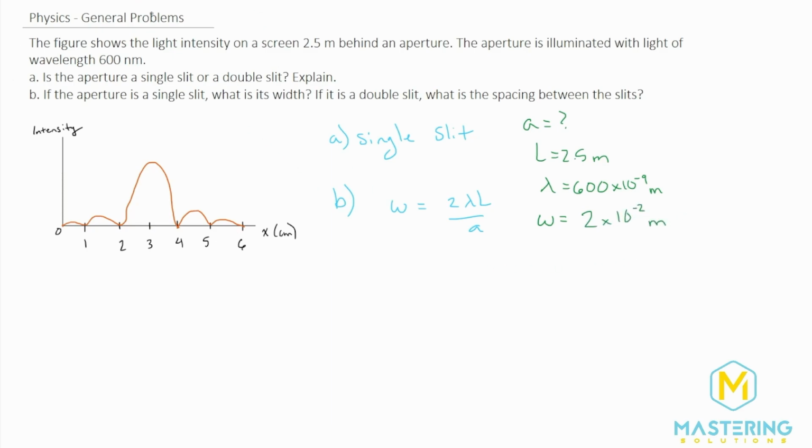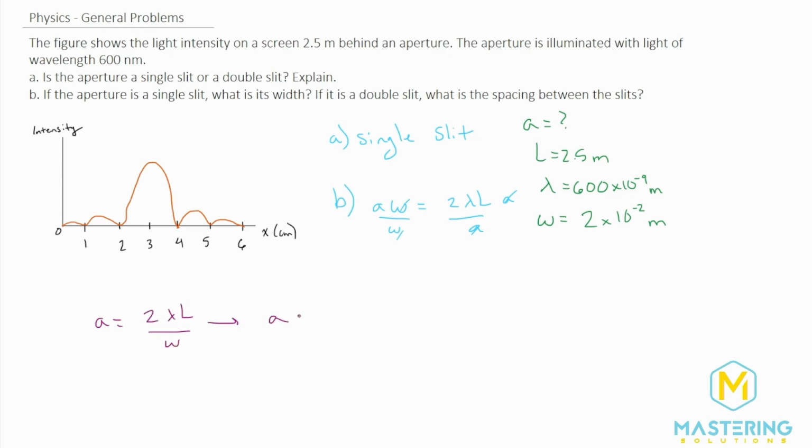So now we need to rearrange our equation to solve for A. So we'll multiply both sides by A, and then we'll divide both sides by W. So A is equal to 2 lambda L over W.